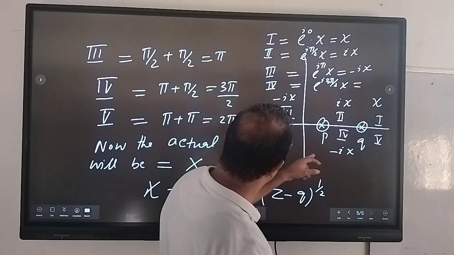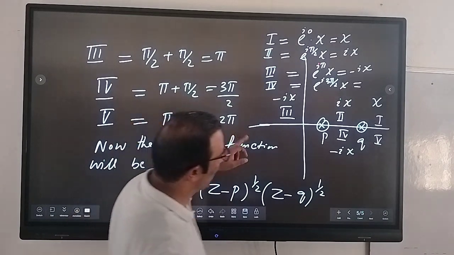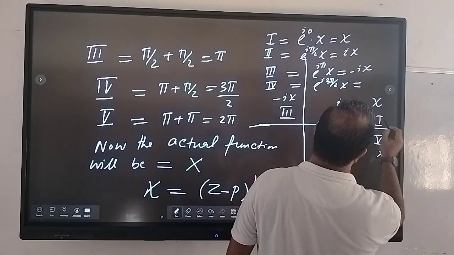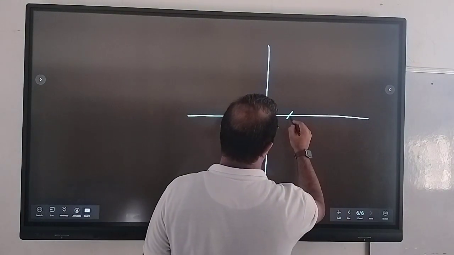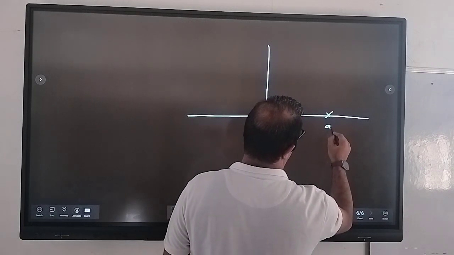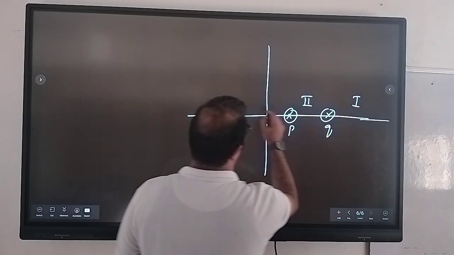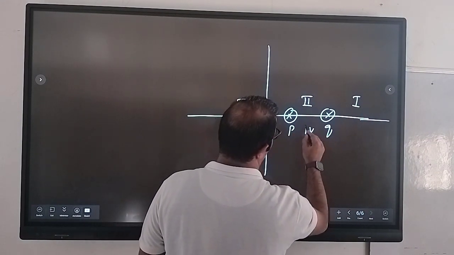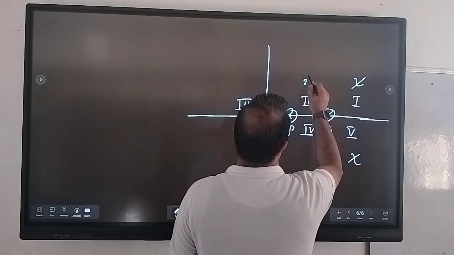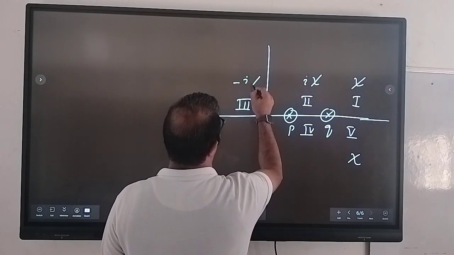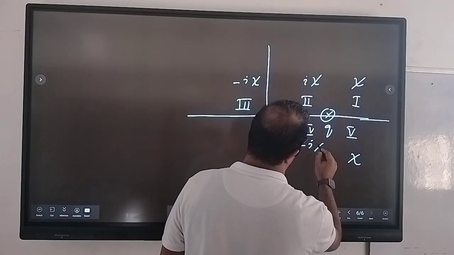And in the fifth case, तो fifth में क्या आएगा, in fifth it will be chi into e raised power iota 2 pi, so there is no change in chi. So that means जो function यहाँ पे आ रहे हैं, तो जो हमारी function है in all the regions, this point P, this is point Q, and this is first region, second, third, fourth, fifth. So here it is chi, here it is chi, here it is iota chi, this is minus iota chi, and here again minus iota chi, right?